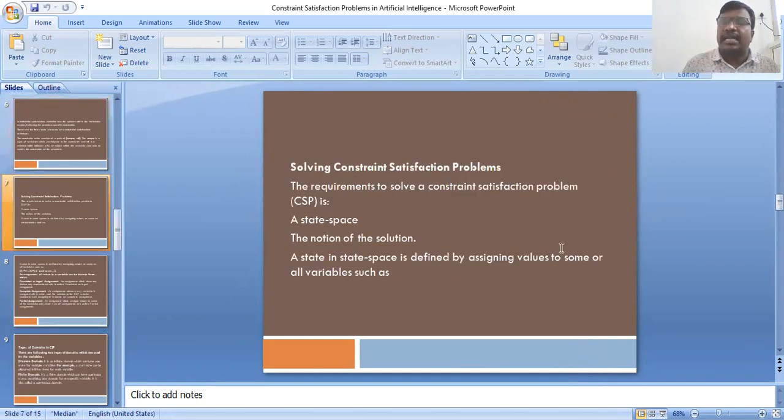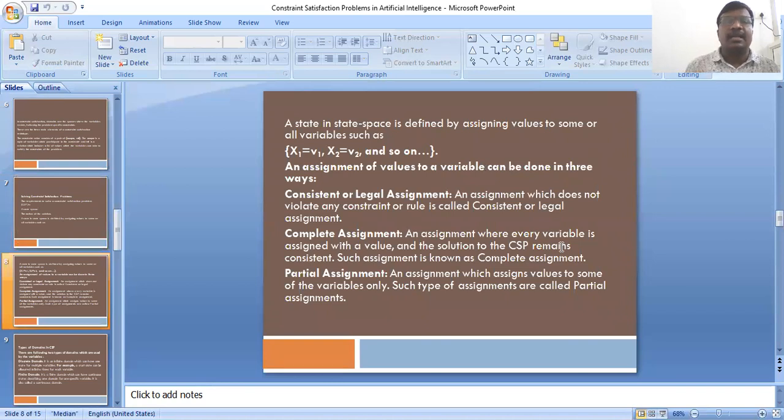Solving the constraint satisfaction problem. The requirement to solve a constraint satisfaction problem is a state space and the notion of a solution. A state is defined by assigning values to some or all of the variables, such as x1 is equal to v1, x2 is equal to v2, and so on.